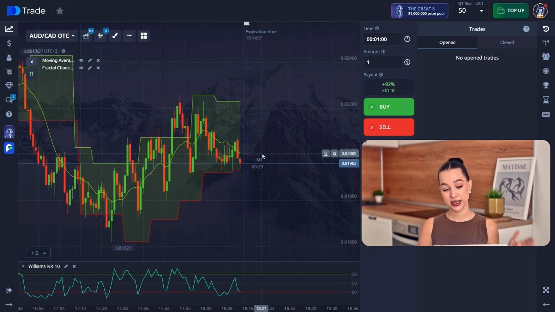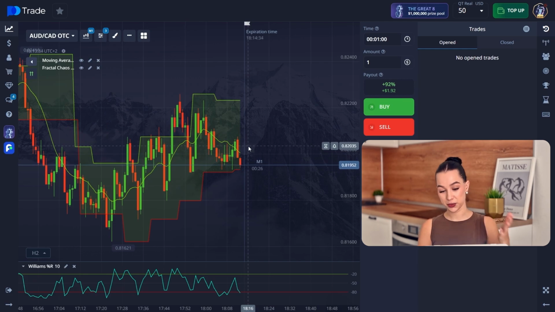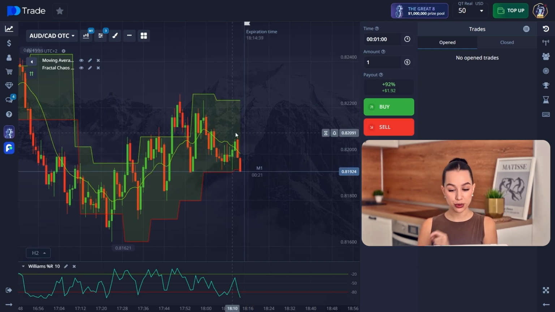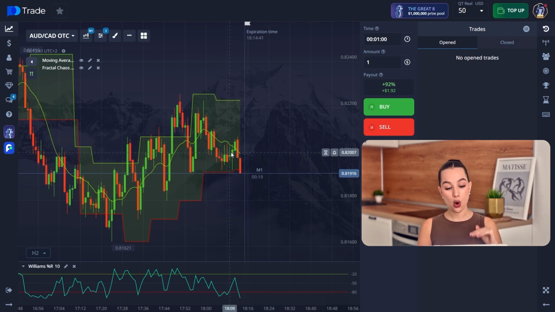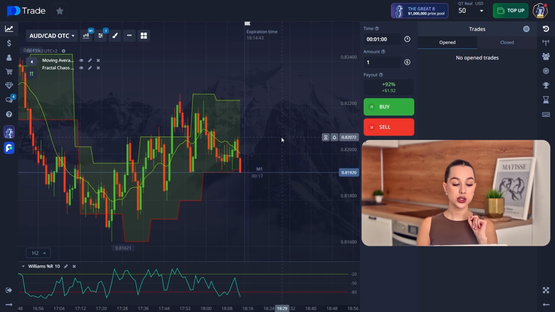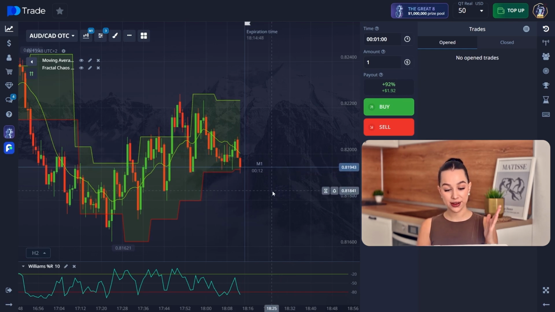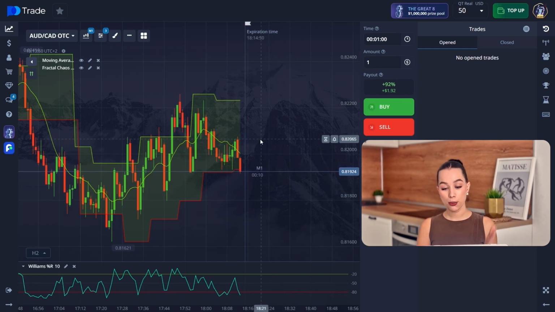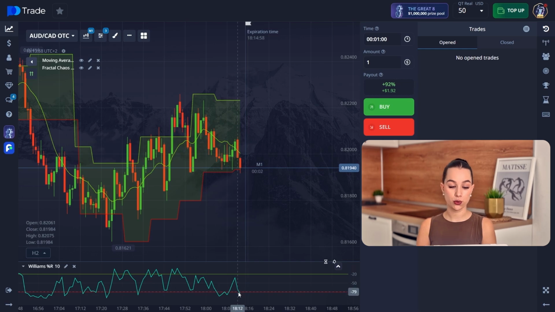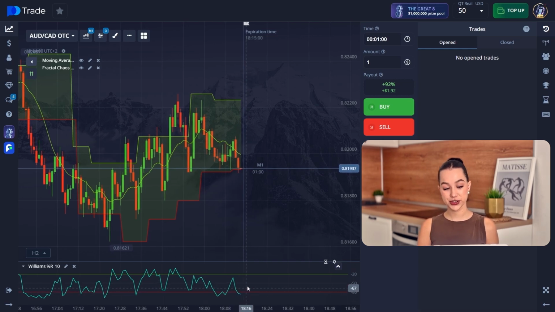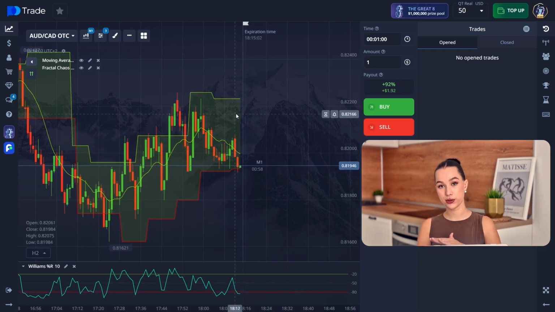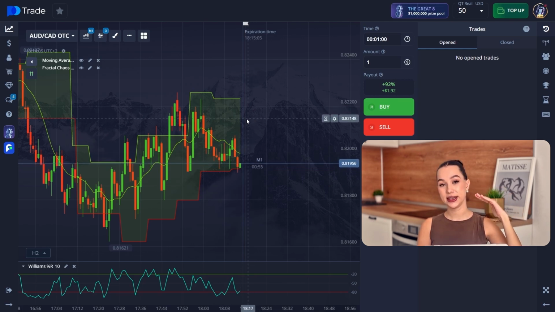So the Williams indicator with the 10 period setting that we did here is an oscillator that shows how close the current price is to the high or low over the last 10 candles. It moves in a range between 0 and minus 100, and it's especially effective for identifying reversal points on short time frames, M1 or M5, making it ideal for trades of 2, 3, or 4 minutes on binary options.